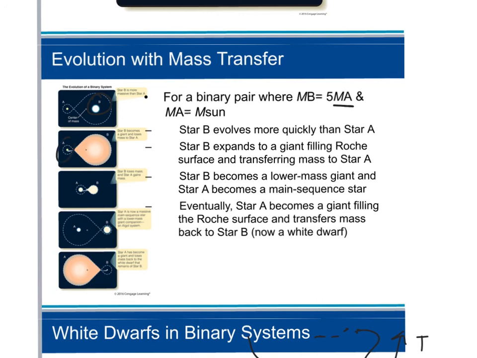So B expands to a giant star, and that giant star fills that Roche surface and transfers its mass now to star A. When it transfers that mass, star B becomes a lower mass giant and A becomes a main sequence star. It's still a dwarf. Remember, main sequence stars are dwarfs. And eventually star A ends up losing its dwarf status and becomes a giant. And then it too fills that Roche surface. So we start out here, and we see the difference in pattern.